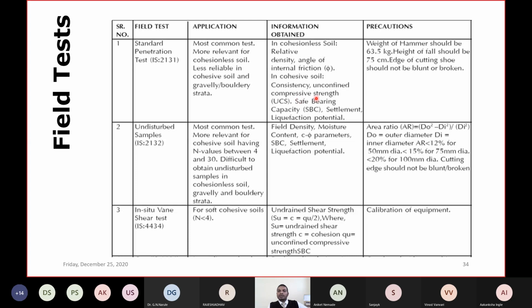In this, precautions should be taken: the weight of the hammer should be 63.5 kg, the height of fall should be 75 centimeter, and the edge of the cutting shoe should not be blunt or broken.